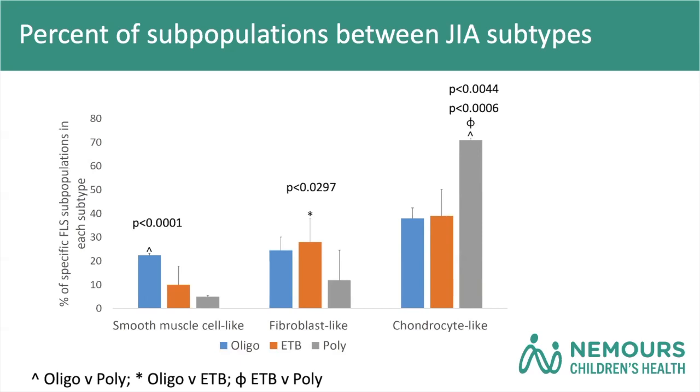And so you can see the oligoarticular has significantly more cells identified as smooth muscle cells. Pre-extension have more fibroblast-like cells when compared to oligo, and the polyarticular had significantly more cells identified as chondrocyte-like when compared to both of the other subtypes. So as the cells evolve towards more chondrocyte-like characteristics, their fibroblast-like cell subpopulations and smooth muscle cell-like populations decrease as the disease course becomes more severe, polyarticular.